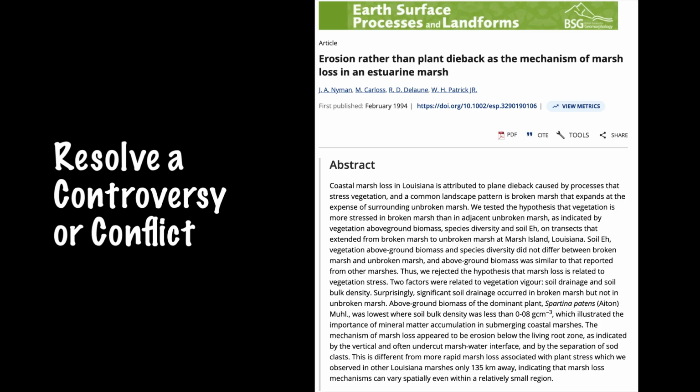There are often two or more schools of thought about a particular topic. What is the cause of a disease? How will sea level rise affect coastal communities? For example, this study assessed two proposed causes of marsh loss, plant dieback versus erosion. You want to identify a debate that you can resolve or offer a new viewpoint.